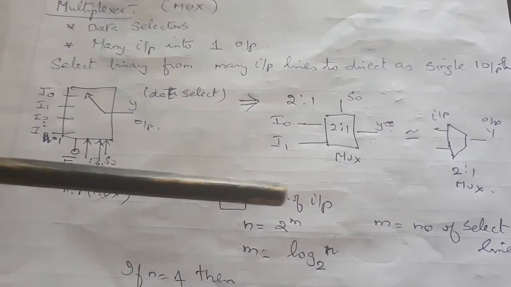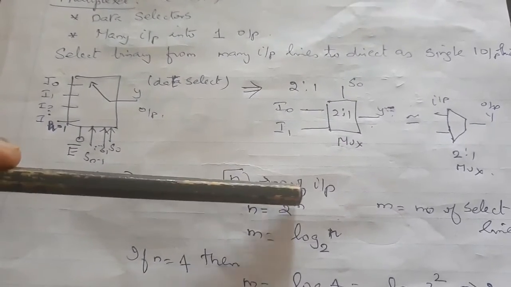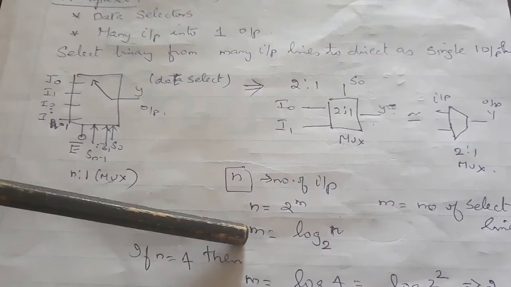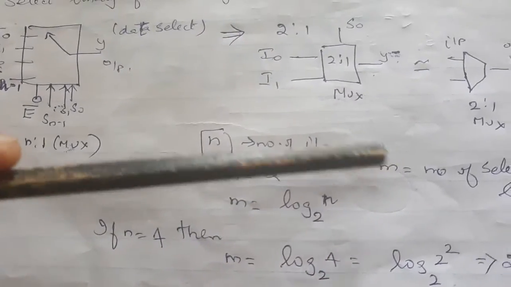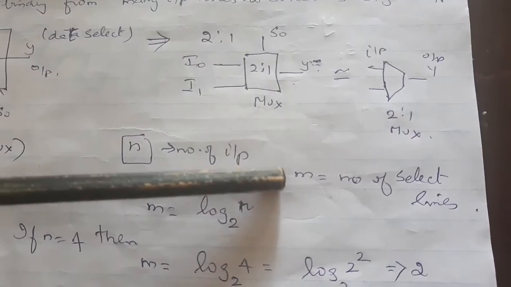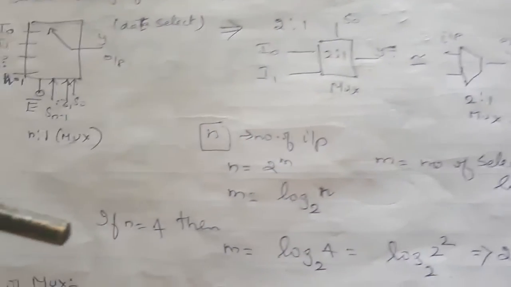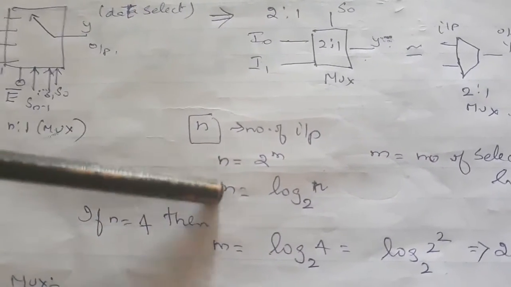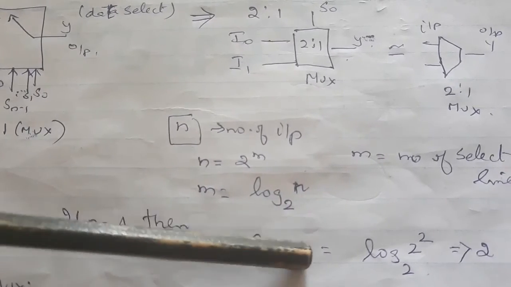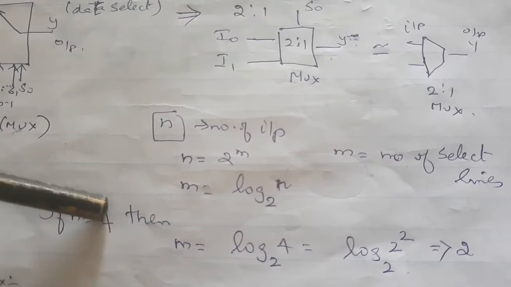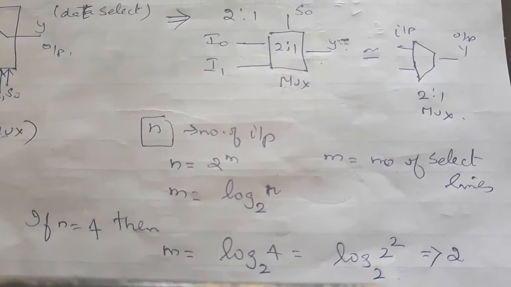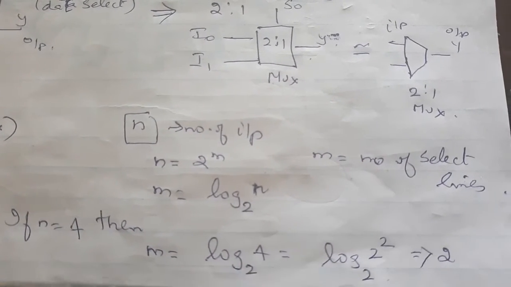n is going to be the number of inputs. n is equal to 2 power m. Therefore, m can be calculated using the formula log base 2 of n. m is the number of selection lines. Suppose we take n equal to 4, then m is equal to log base 2 of 4, which is log base 2 of 2 squared. Therefore, the answer will be 2. So if n is equal to 4, 4 inputs are there, you need to have 2 selection lines.